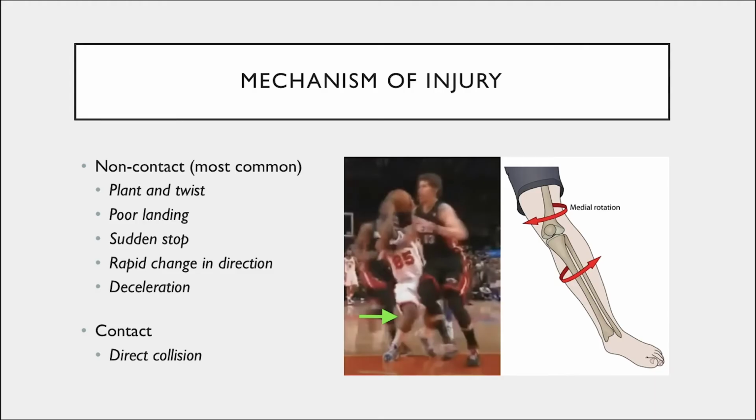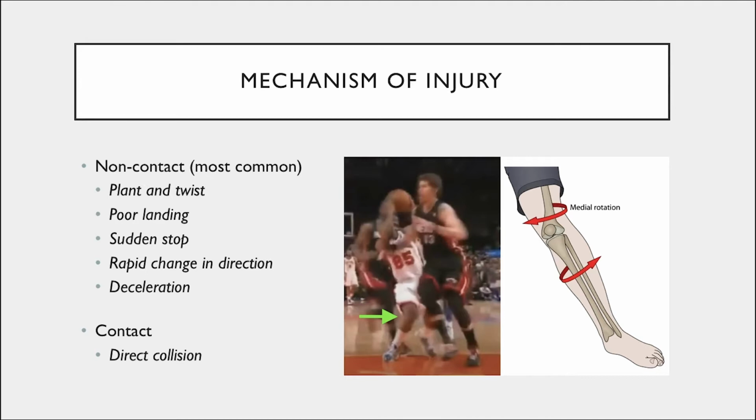So the way these ACL injuries actually happen are most commonly through non-contact. So the player was not hit by another player. That's about 30% of the time that's the cause. But more commonly, we're looking at these non-contact injuries. So a plant and twist type of an injury, a poor landing, sudden stop, quick change in direction, or deceleration.